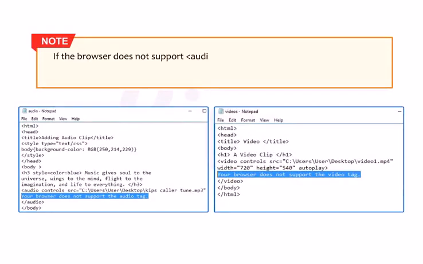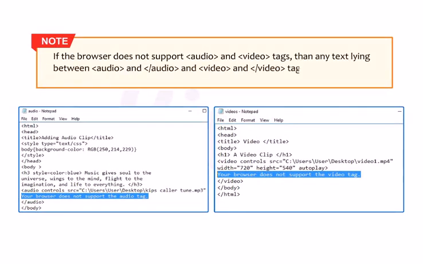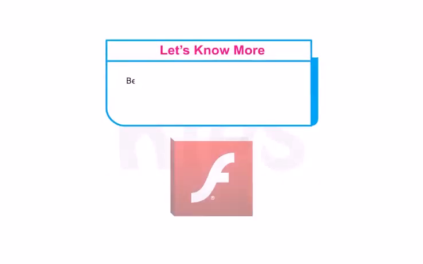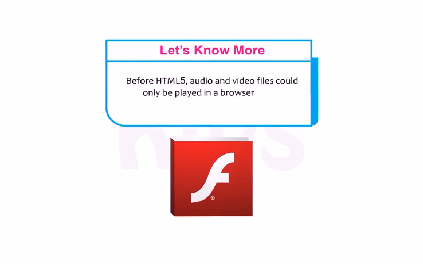Students, know the important point. If the browser does not support audio and video tags, then any text lying between the audio and /audio and video and /video tags will be displayed in the browser as such. Okay, let's know more. Before HTML5, audio and video files could only be played in a browser with a plugin like Flash.